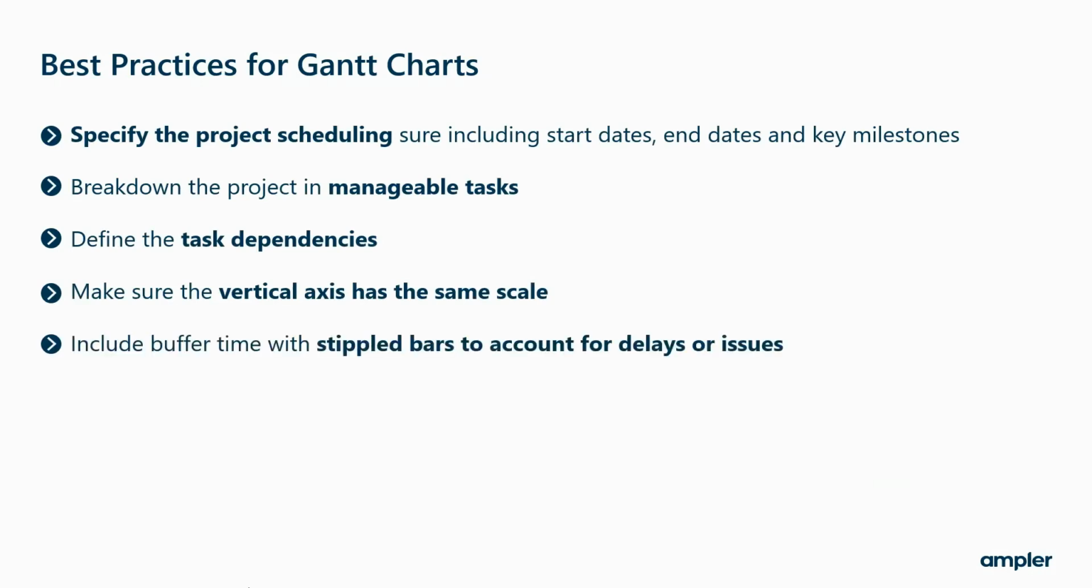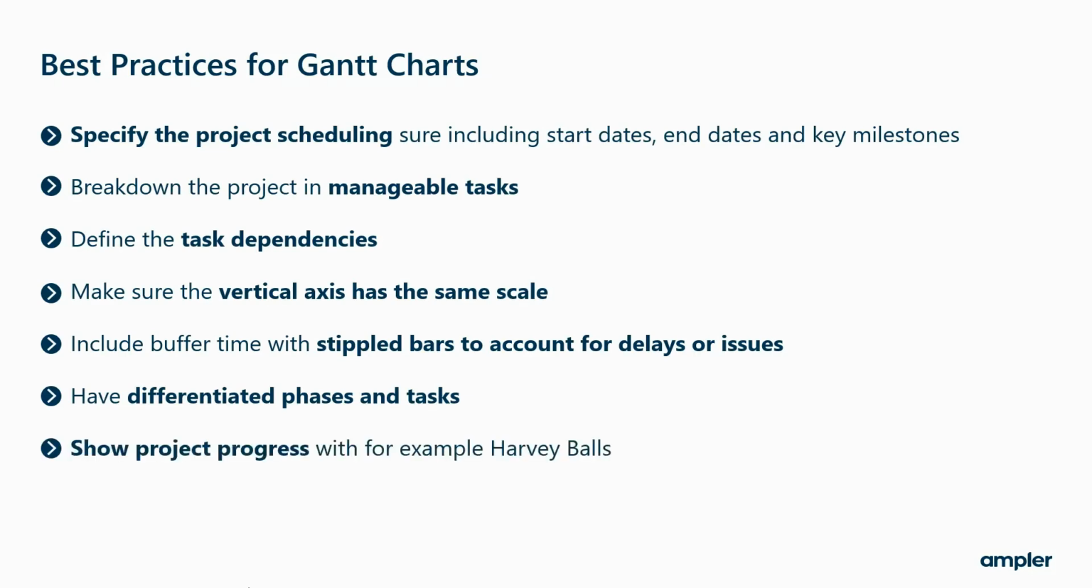You have included a buffer time by adding stippled bars to account for unexpected delays or issues. You have differentiated phases and tasks, for example, by using color to distinguish between phases, tasks, or types of work. You show the project's progress by the use of Harvey balls or other indicators. You regularly update the Gantt chart by keeping the chart current to reflect the project's status, as unforeseen events are likely to occur.